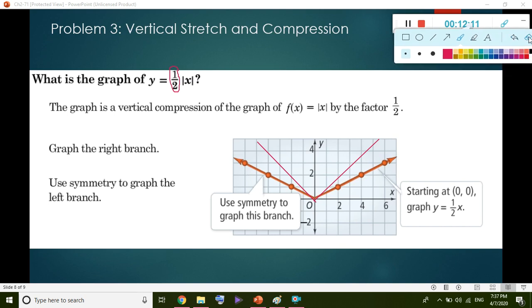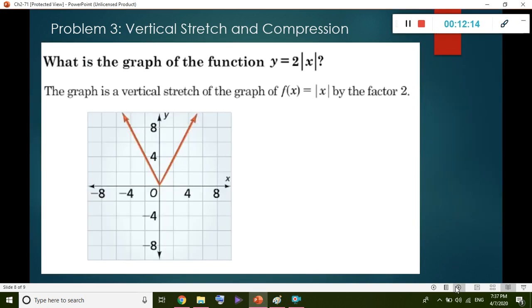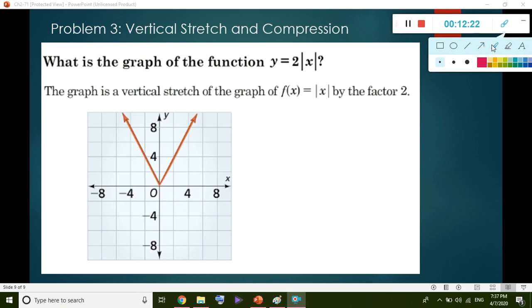Okay, let's go for the second example. What is the graph of the function y equals 2 times the absolute value of x? Again, it's the same here. They multiplied the parent function by 2, so we're going to have a vertical stretch because it's greater than 1. You do the same thing: make a table and assume numbers to find the answers. Originally the graph is this way, and after it's supposedly stretched this way.